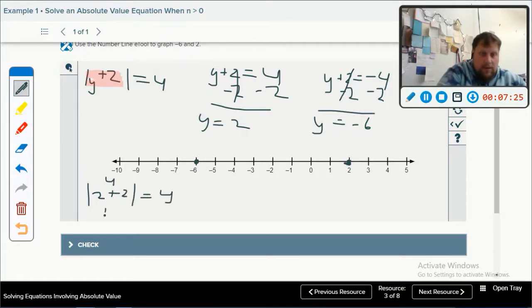What's the absolute value of 4? It's 4. So 4 equals 4. That's a true statement. These are kind of our checks, right? Then let's try it with the other value.